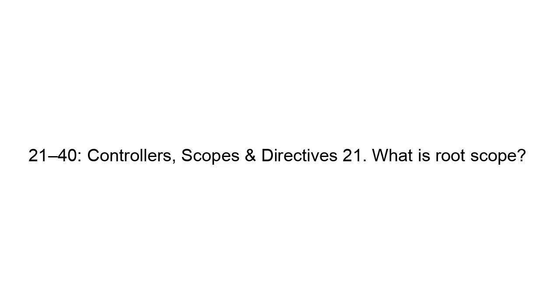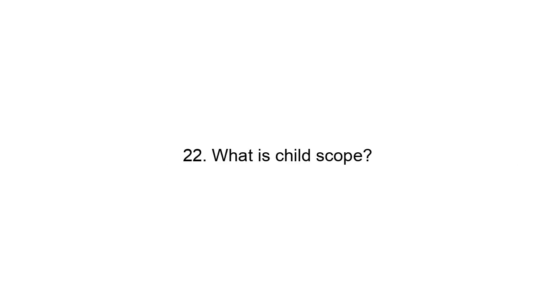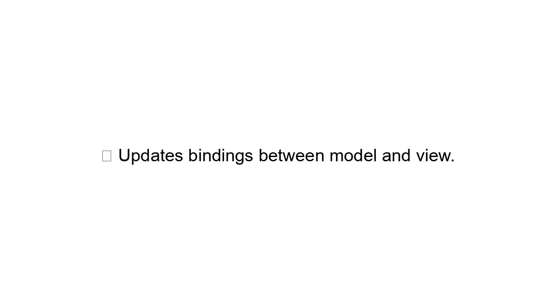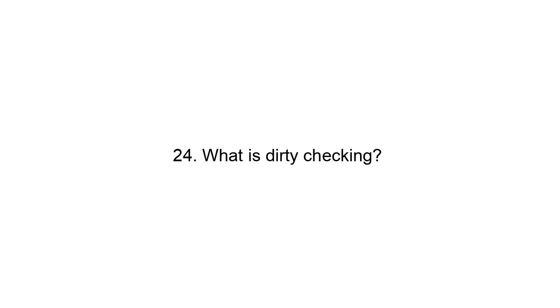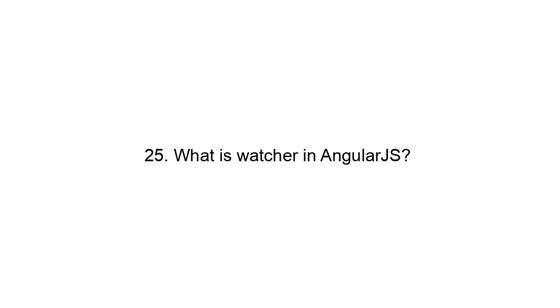21 to 40. Controllers, scopes, and directives. 21. What is root scope? Parent scope shared across application. 22. What is child scope? Scope inherited from parent scope. 23. What is digest cycle? Updates bindings between model and view. 24. What is dirty checking? Detecting model changes automatically. 25. What is watcher in AngularJS? Observes model value changes.